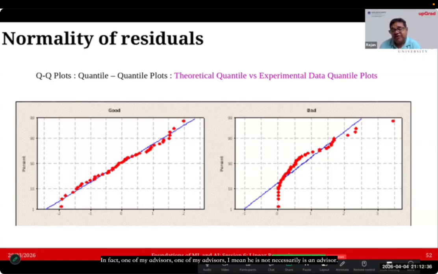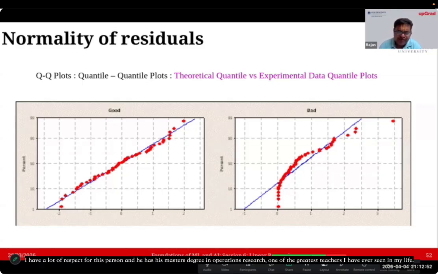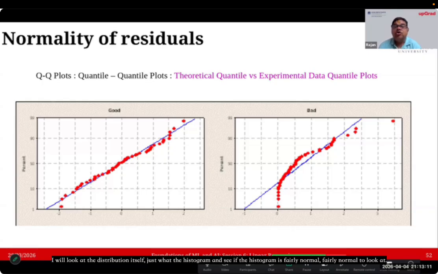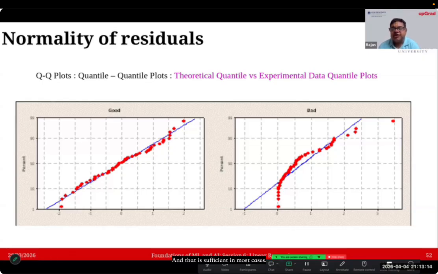In fact, one of my advisors, well, not necessarily an advisor, he was my colleague, but at least one generation senior to me. I have a lot of respect for this person, and he has his master's degree in operations research. One of the greatest teachers I have ever seen in my life. And he always says, I won't even look at this. I will look at the distribution itself, just plot the histogram and see if the histogram looks fairly normal. And that is sufficient in most cases.